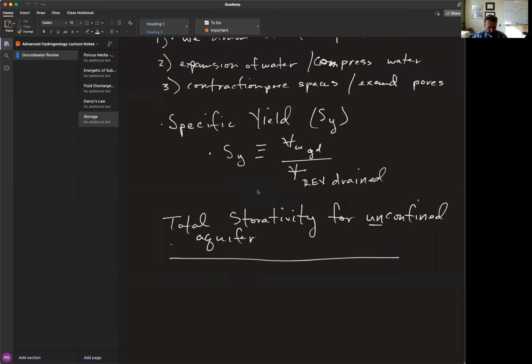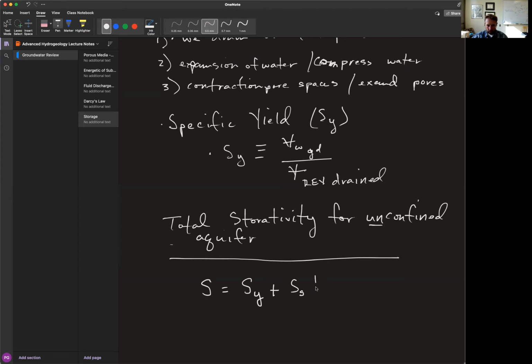Okay, after technical difficulties, the total storativity here is equal to S sub y, the specific yield, plus the specific storage times B. All right, and this represents the change in storage from gravity drainage of pores, all right, and this is compression or expansion of water and porous media.